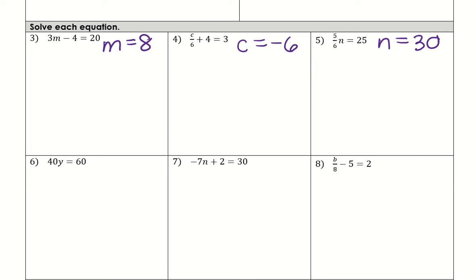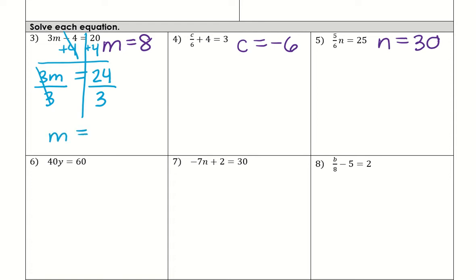So number 3 is first. According to SAMD, what I need to do is add 4 on both sides first. I'm left with 3m equals 24. That's the same as 3 times m. So I'm going to divide both sides by 3. I forgot to cancel, I apologize. So the 4's cancel, the 3's cancel. I'm left with m equals 8 after we divide.